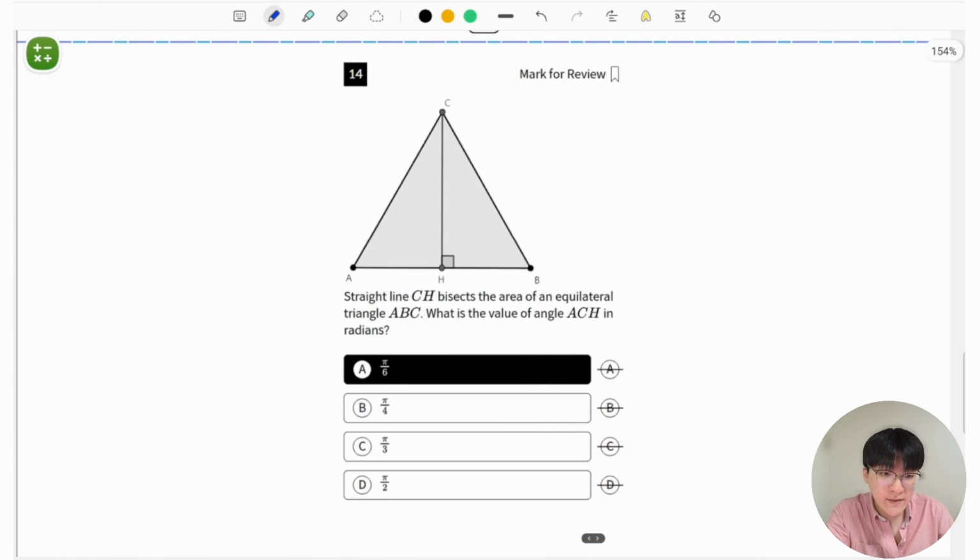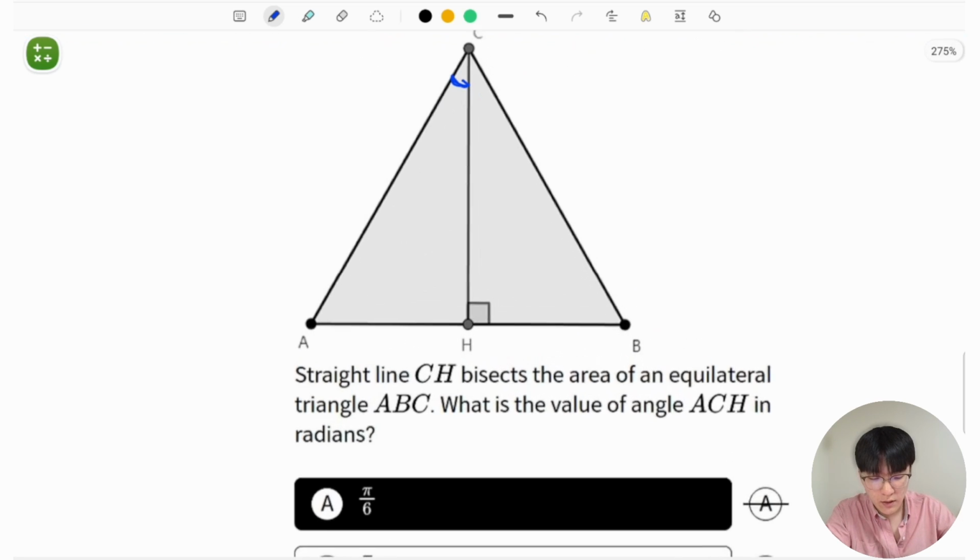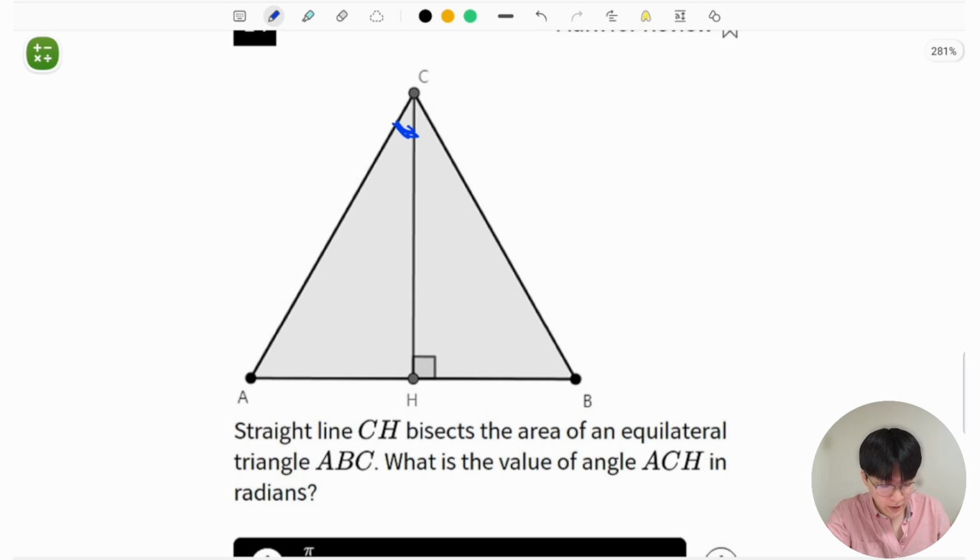14. Straight line CH bisects the area of an equilateral triangle ABC. What is the value of angle ACH in radians? So, ACH is this angle over here. Okay, I'm not sure if you see that. This angle over here. And we know that this is an equilateral triangle, meaning each angle is 60 degrees. And we want to find the angle that bisects, meaning divides the angle exactly in half. So what is the angle here? 30 degrees, because 60 divided by 2.